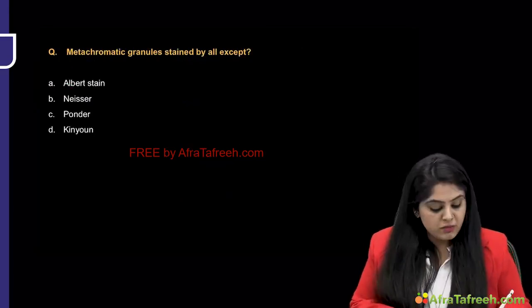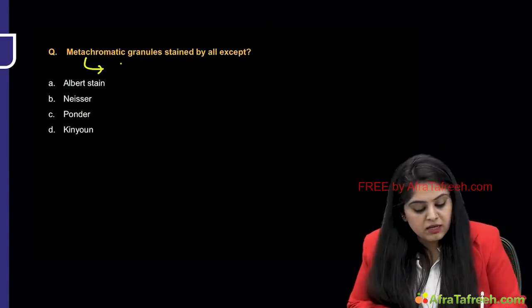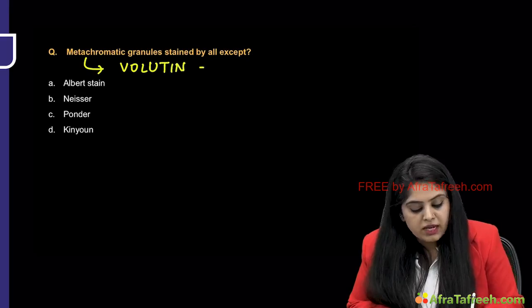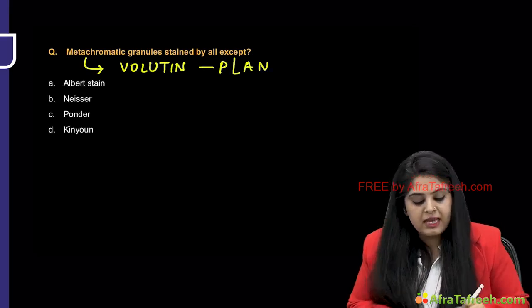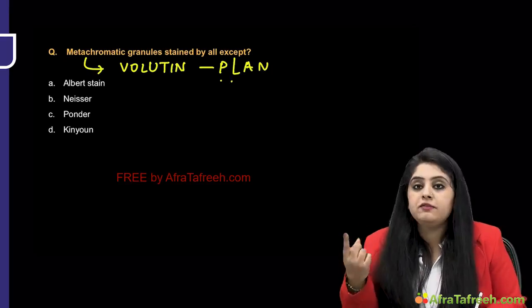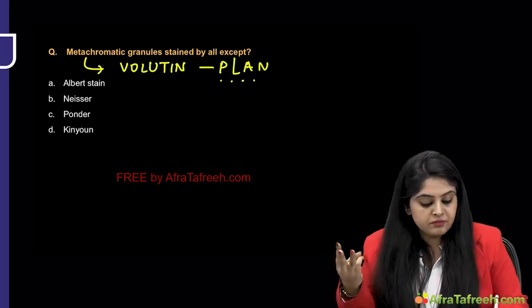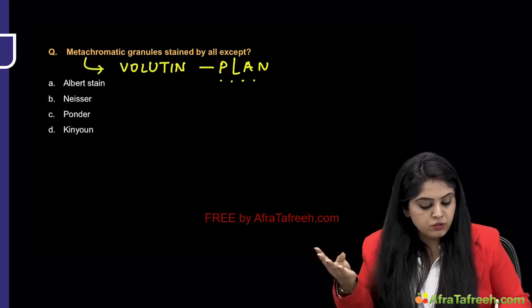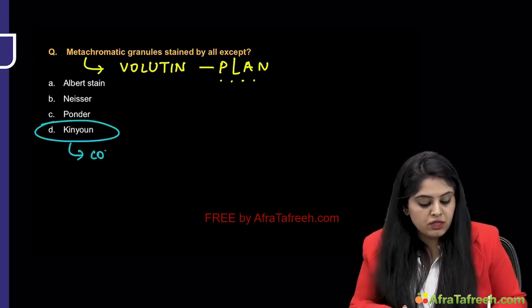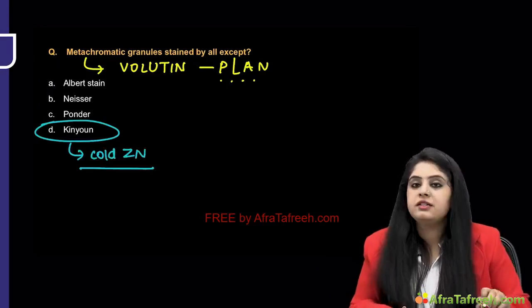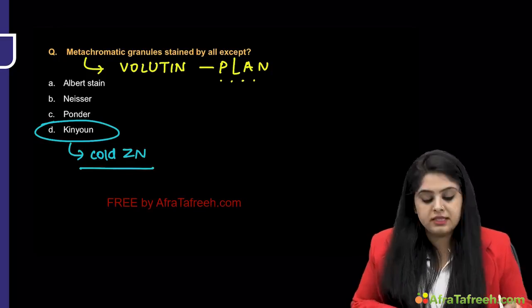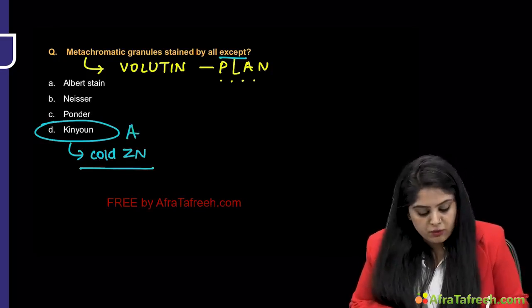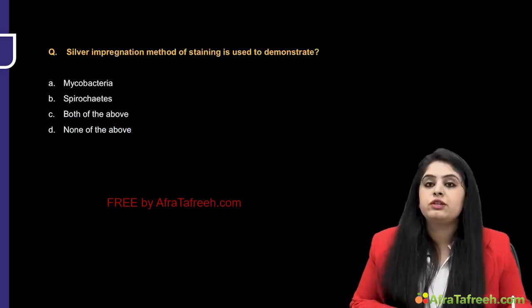Metachromatic granules are stained by all except. Do you remember metachromatic granules were nothing but the volutin granules? And I told you that for the volutin granules, we basically need a plan. And what is the plan? Ponder, Loeffler's, Albert, Neisser. All of these are used. What is not used is quinone, because what was quinone? Quinone was the cold Zn stain. It has nothing to do with volutin or metachromatic granules. So which one is not used? Option D. Coming to the next question.